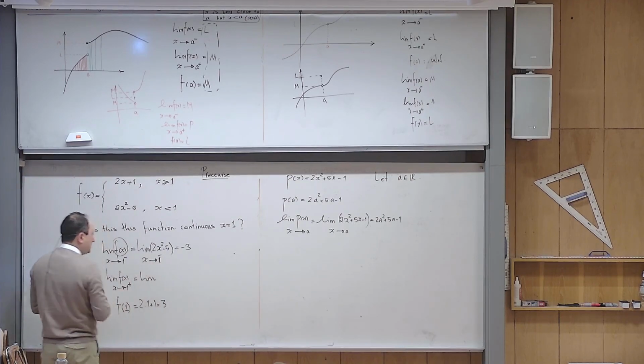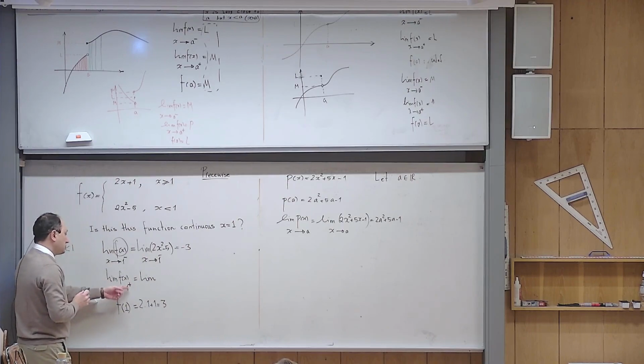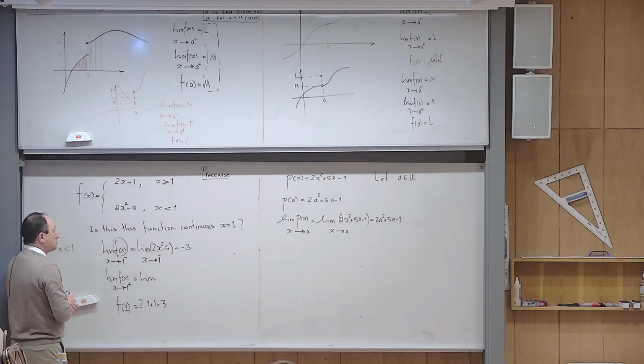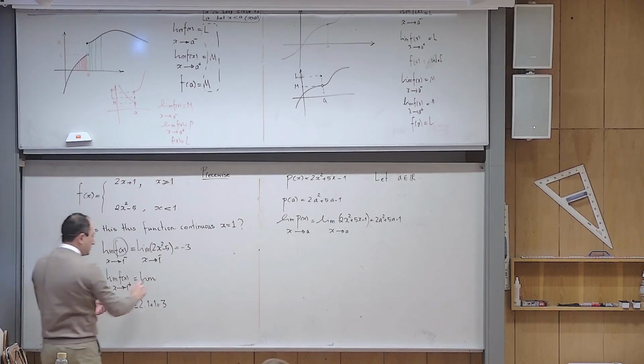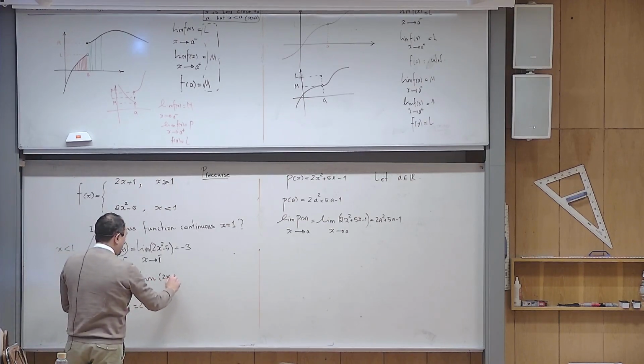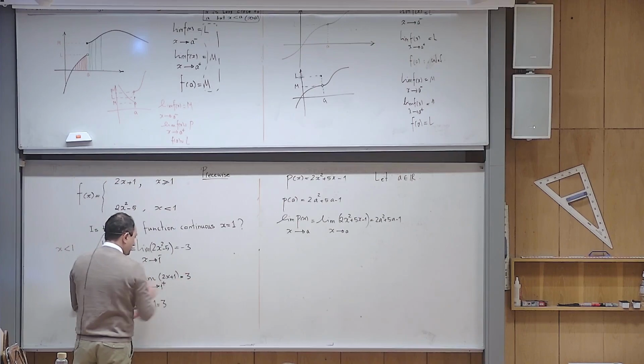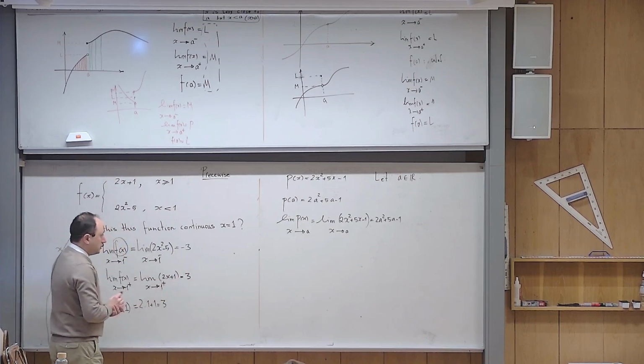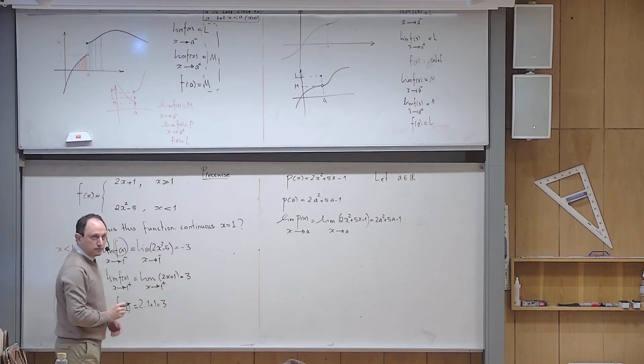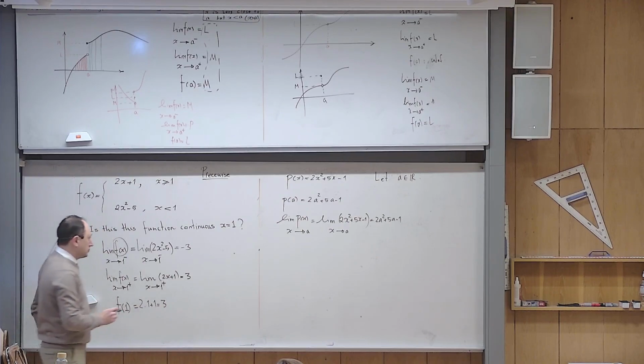So this is the limit of what? X goes to 1 from the right-hand side. Which rule is applicable here? The first one. Yes? So this is 2x plus 1. And if I ask you to calculate this one, what do you get? You get 3. So this and this are equal, but not all of them. So this means that the function is not continuous.